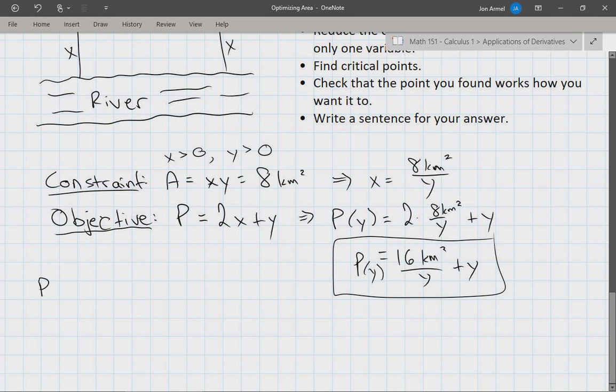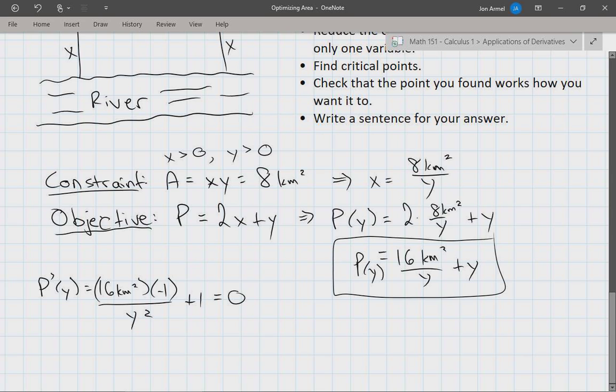So take the derivative, P prime of y. So let's see, we've got 16 kilometers squared. That is a constant. And then we have y to the minus 1, so we're going to get minus 1, y to the minus 2. So that's the same as dividing by y squared. And then plus the derivative of y, which is 1. Okay, so we take the derivative, set it equal to 0.